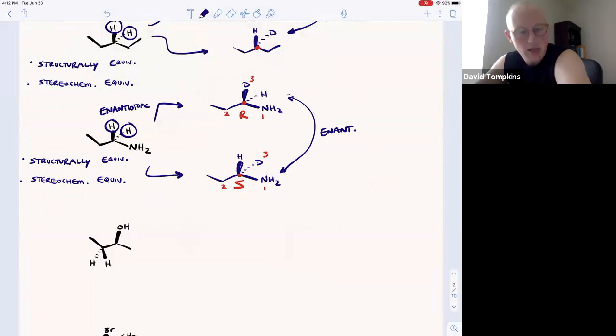So they're still chemically equivalent. Those two protons still show up at the same chemical shift. They happen not to be magnetically equivalent, but we're not going to dive into that in this course.